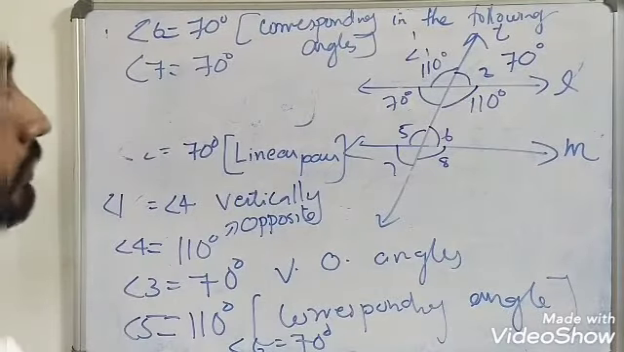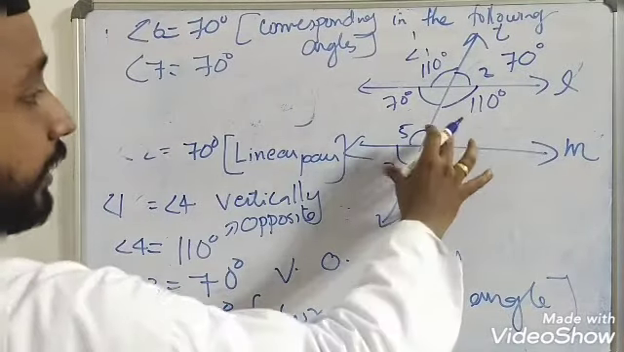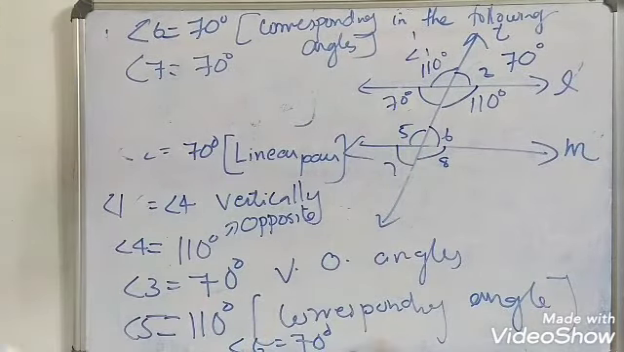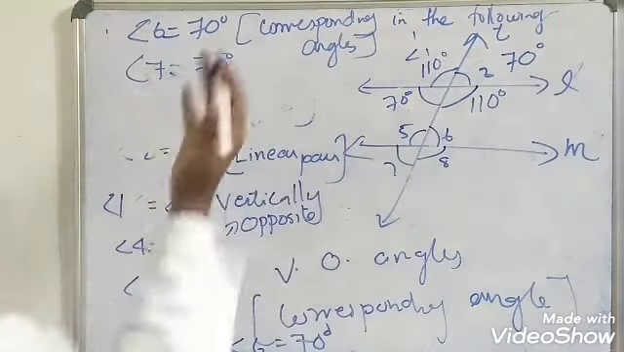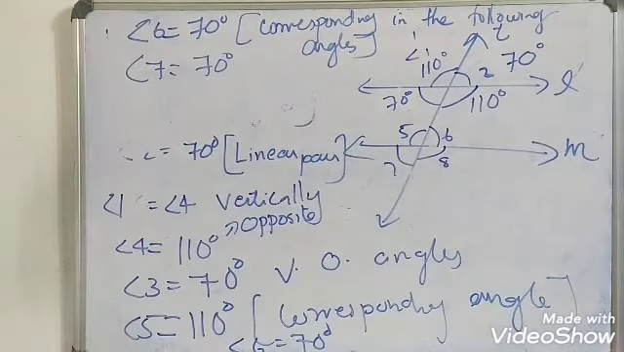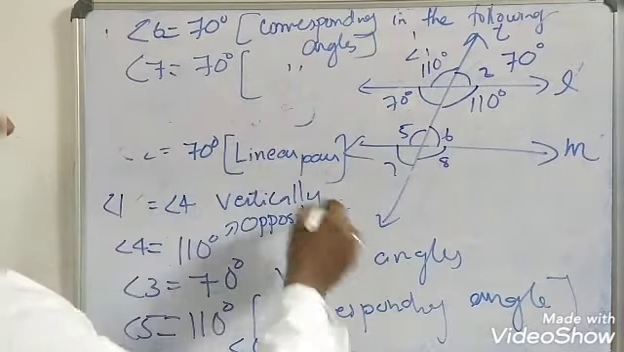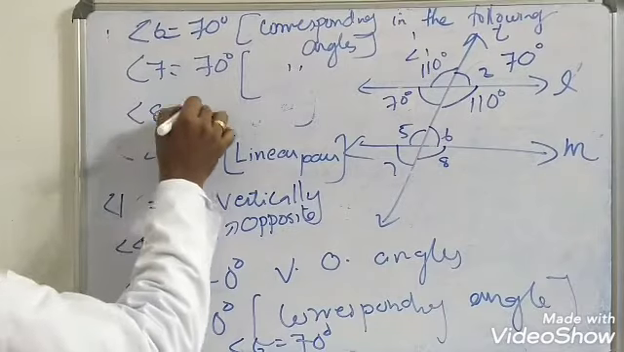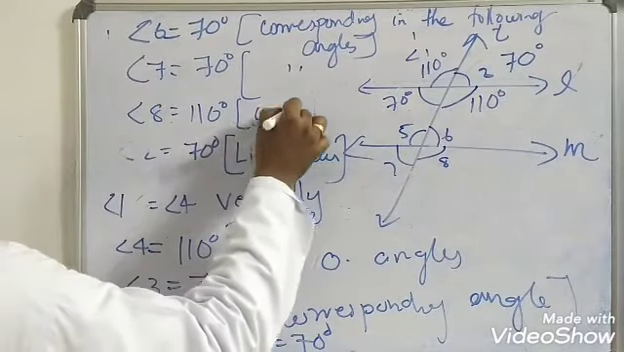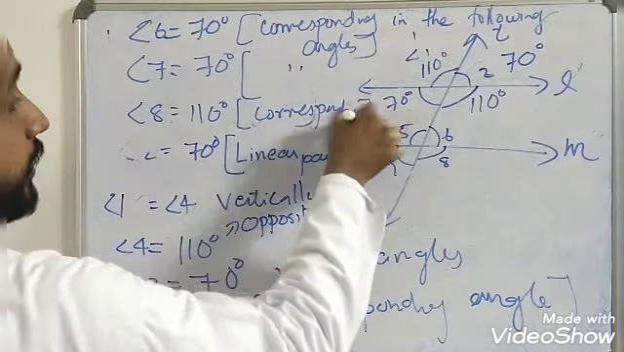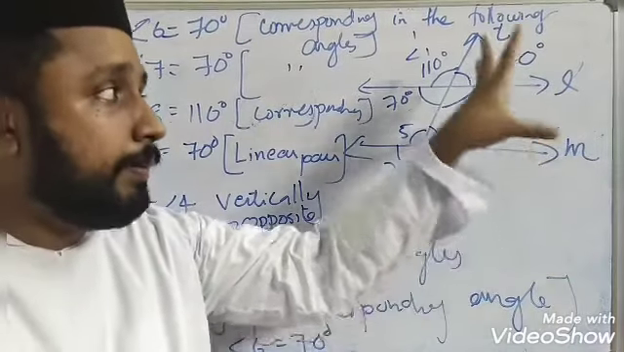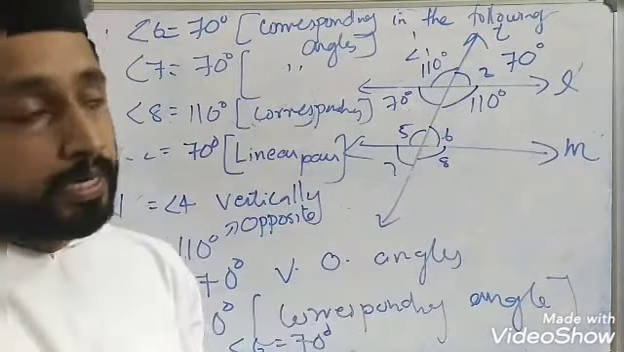Then angle 7 is equal to 70 degrees. Angle 6 and angle 7 are opposite angles. In any way we can write angle 7 is equal to 70 degrees. The reason is corresponding angles, corresponding to angle 3. Then angle 8 is equal to 110 degrees, also corresponding angles. So the main concept is that when two parallel lines are cut by a transversal, corresponding angles are equal.